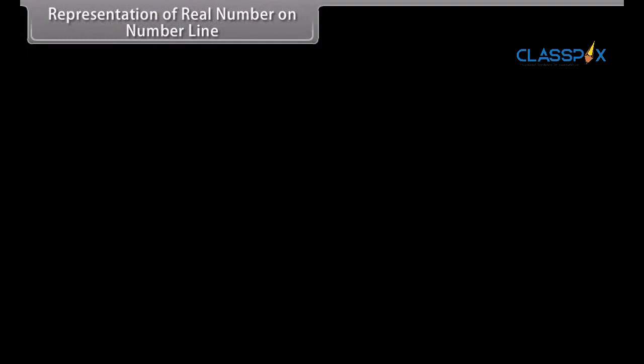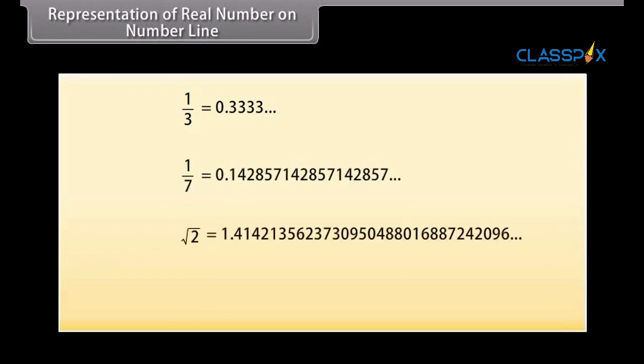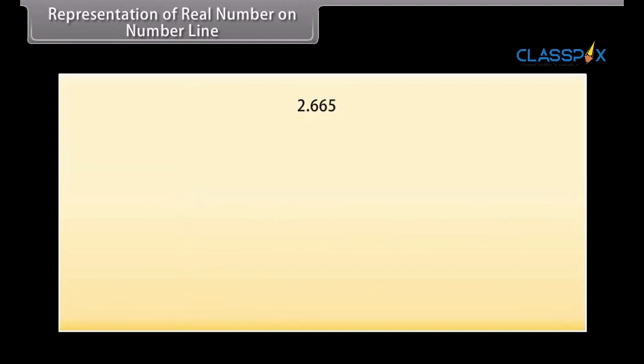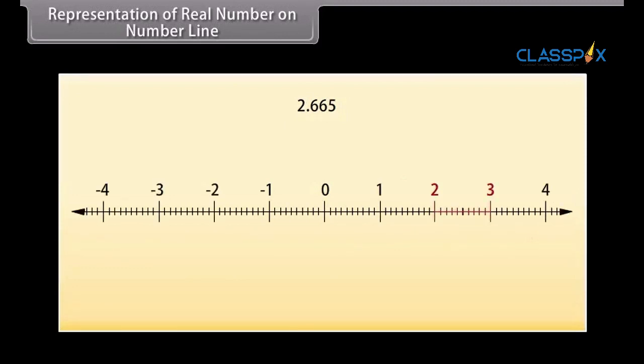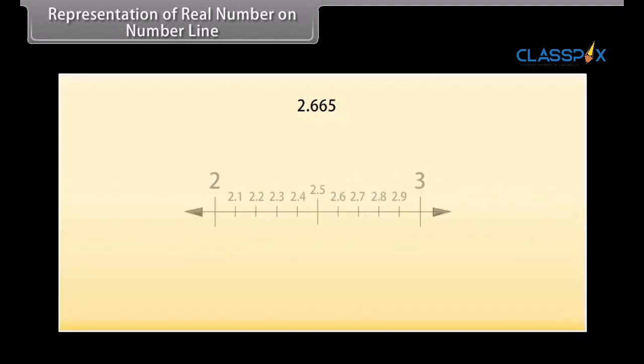Representation of real numbers on the number line. We now know that every real number has a decimal expansion. That decimal expansion helps us to locate it on a number line. Let us locate 2.665 on a number line. We know that it lies somewhere between 2 and 3. Imagine dividing it into 10 equal parts. For a clear view of the numbers, the first part represents 2.1, the second part is 2.2, and so on. Here, 2.66 lies between 2.6 and 2.7.